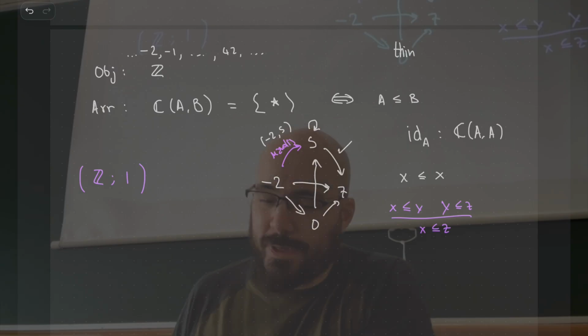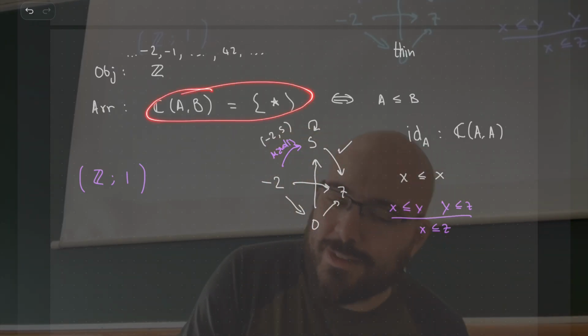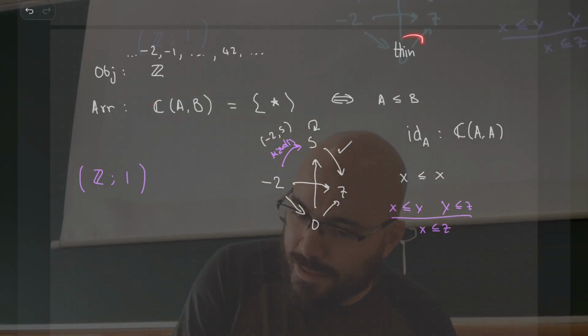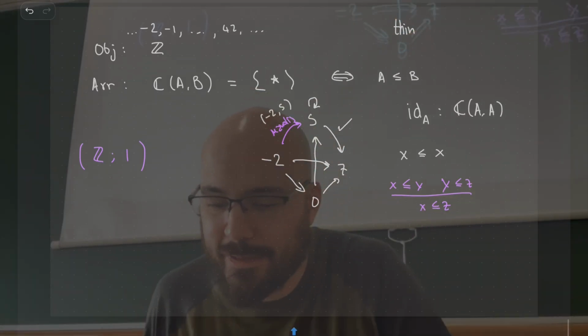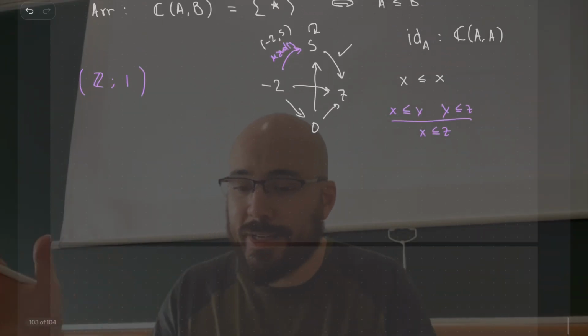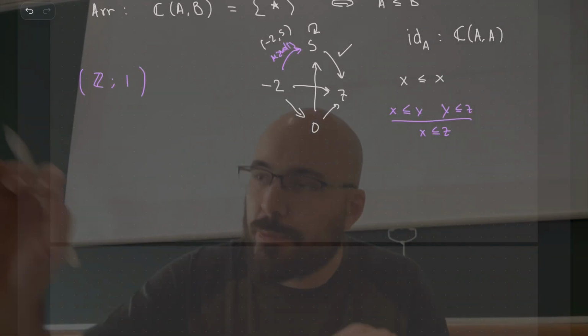And why are the laws satisfied? Because by the way of defining this, it's again a sub-singleton, so it's a thin category. Even if I try to break any category law, I cannot. There is not enough room to break the laws.